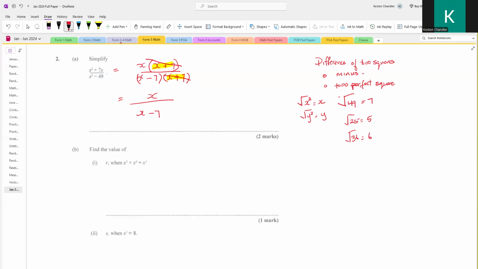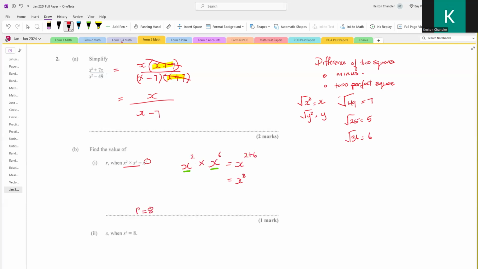Good. Find the value of r. Now on this side here, we are multiplying x squared multiplied by x to the power of, that looks like a 6. Now, because these bases are the same, because these letters are the same, we can add the powers on top. Only because they are the same. So r is equal to 8.